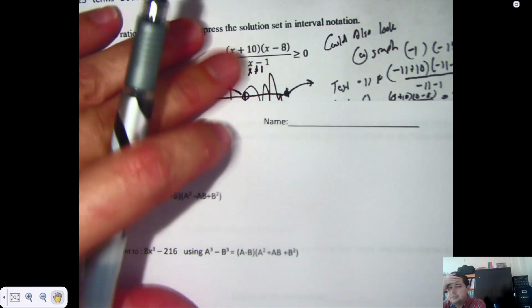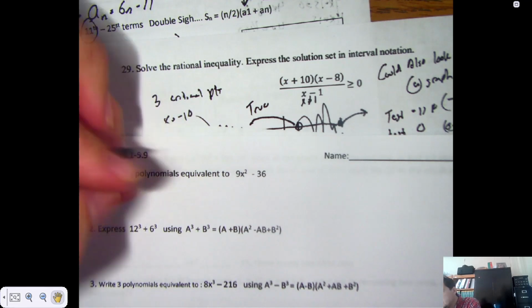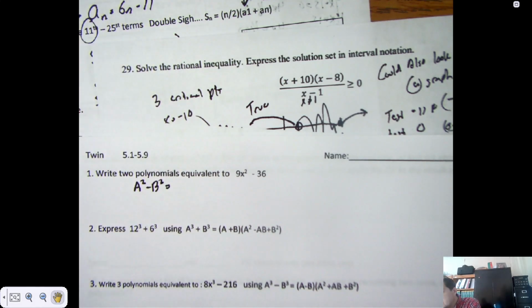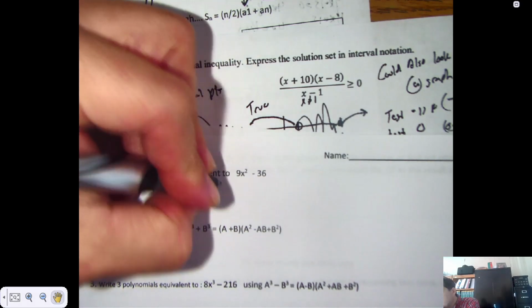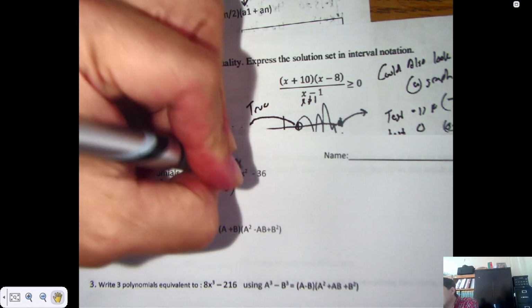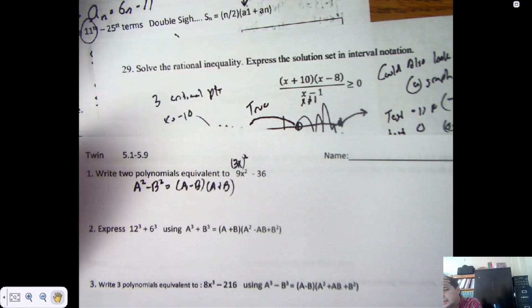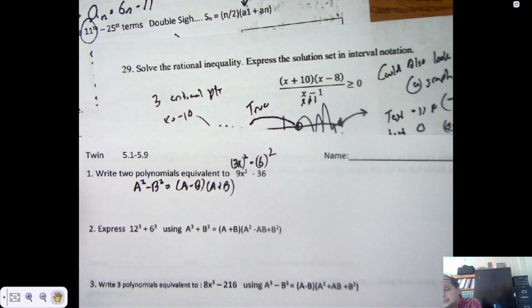Write two polynomials equivalent to 9x squared minus 36. When I glance at 9x squared minus 36, what I see is the difference of two squares pattern. I sincerely hope that you start to see it too. It's a minus b times a plus b. Because when I look at 9x squared, I see a 3x that has been squared. And when I look at 36, I see a 6 that has been squared. That's the first thing I see.